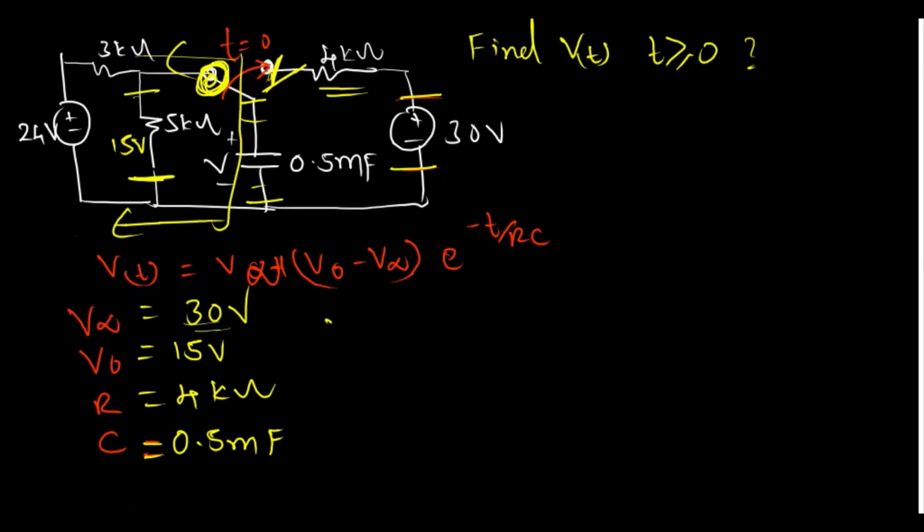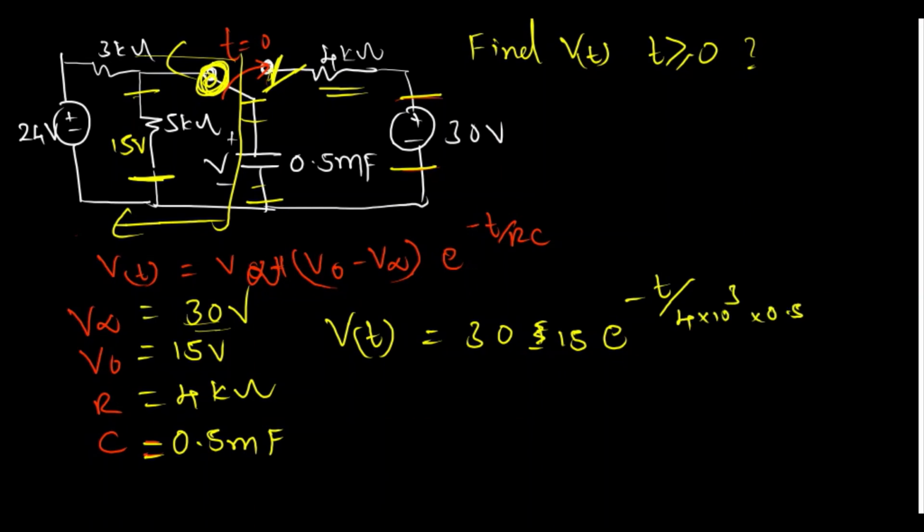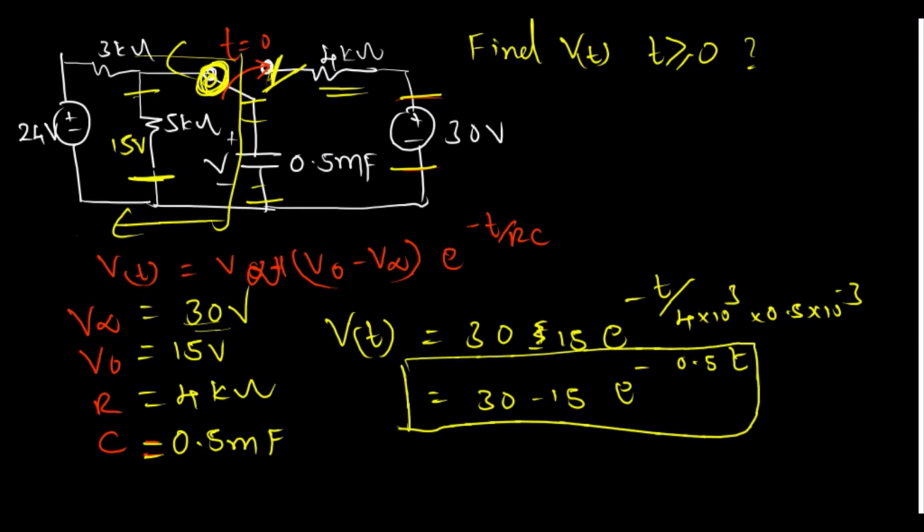So when we solve, V(t) is equal to 30 plus (15 minus 30) e to the power minus t over R C, where R is 4 into 10 to the power 3 and C is 0.5 into 10 to the power minus 3. The answer is 30 minus 15 into e to the power minus 0.5 t. That's the answer for this equation. And thank you.